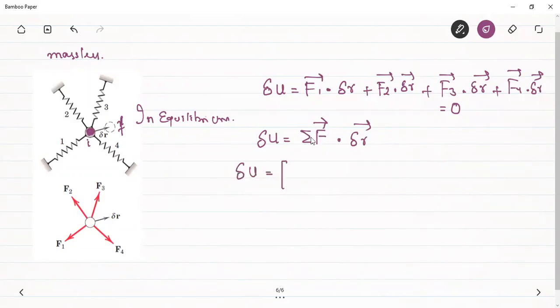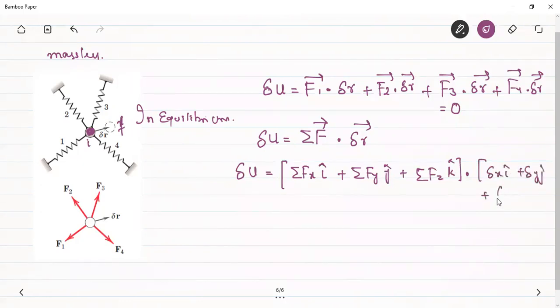These forces can be written in their components, that is, summation of forces in the x direction with an i cap, plus summation of the forces in the y direction with a j cap, plus summation of the forces in the z direction with a k cap, dot this displacement vector, which can be written in terms of its components: delta x i plus delta y j plus delta z k. This dot product has to be 0 from the principle of virtual work.